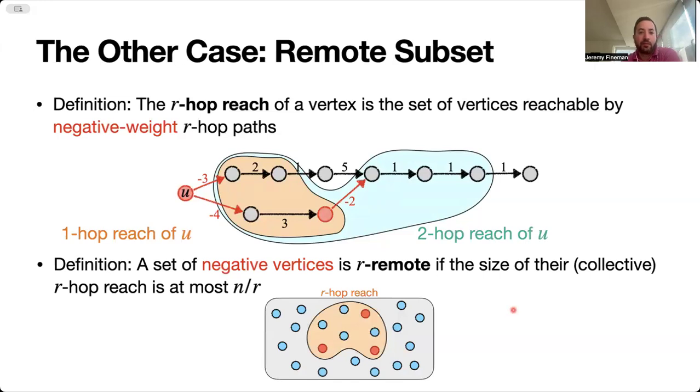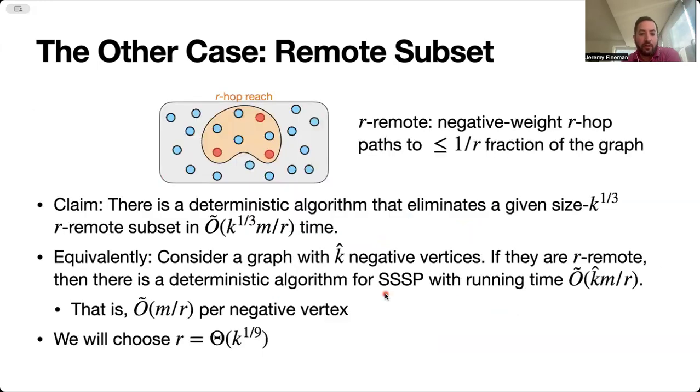Okay, now why is this notion of a remote subset useful? Well, I claim that, let me focus on the second bullet here. I claim that if we're given a graph with k hat negative vertices, and those vertices are all R remote, then there is a deterministic algorithm for single source shortest paths with a running time of k hat m over R. So this is a factor of R better than Bellman-Ford.